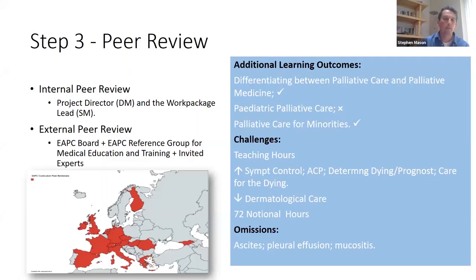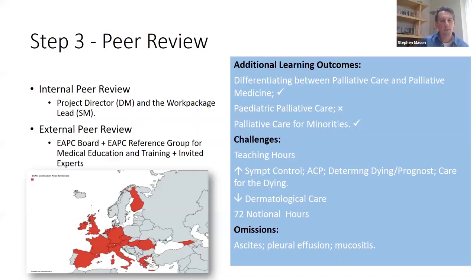And again, the feedback we got identified some additional learning outcomes. There were some challenges to what we had put down in terms of learning outcomes. So one was how we differentiated between palliative care and palliative medicine. We initially had paediatric palliative care as a potential learning outcome, but it was thought that actually paediatric palliative care probably needed its own curriculum due to the special issues in terms of dealing with paediatric palliative care. We added in palliative care for minorities as well.